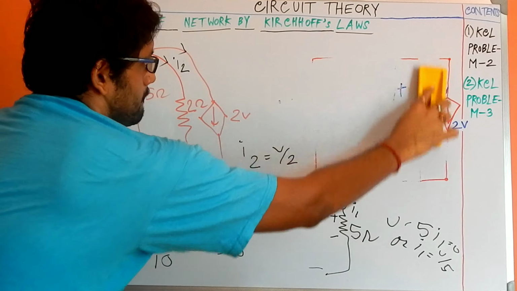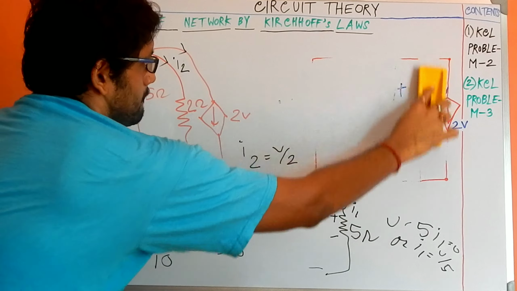So by using the calculator, I need to calculate that portion, which is 3.70. Okay, so the current I1 is V divided by 5, so 3.70 divided by 5, this is the value of I1. So once again, if I calculate that, 0.74 amps, as it is the current, and I2 means V by 2. Once again, 3.70 divided by 2, 1.85 amps.